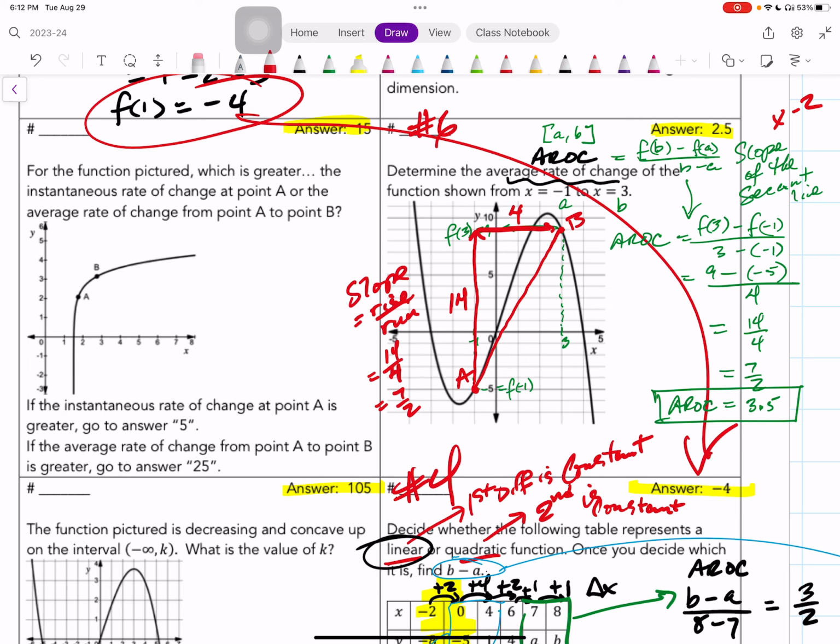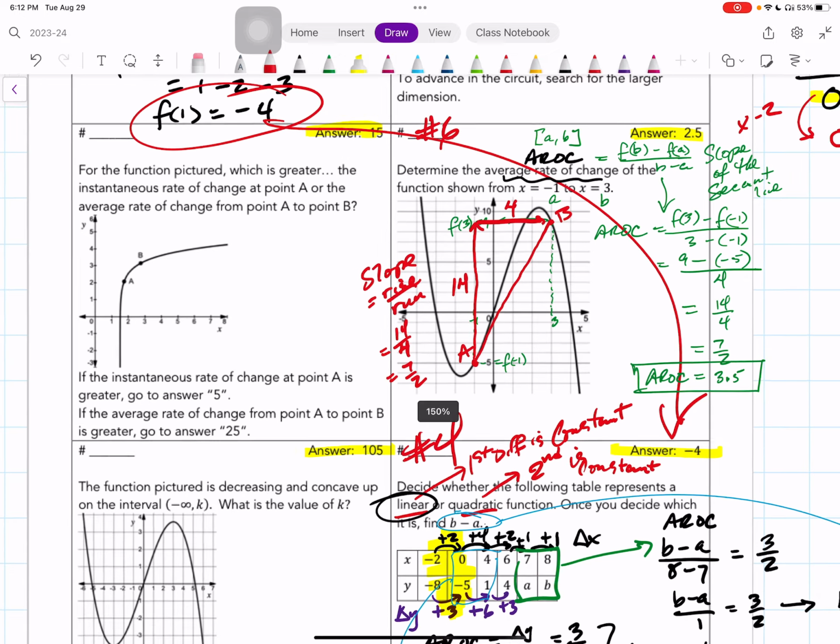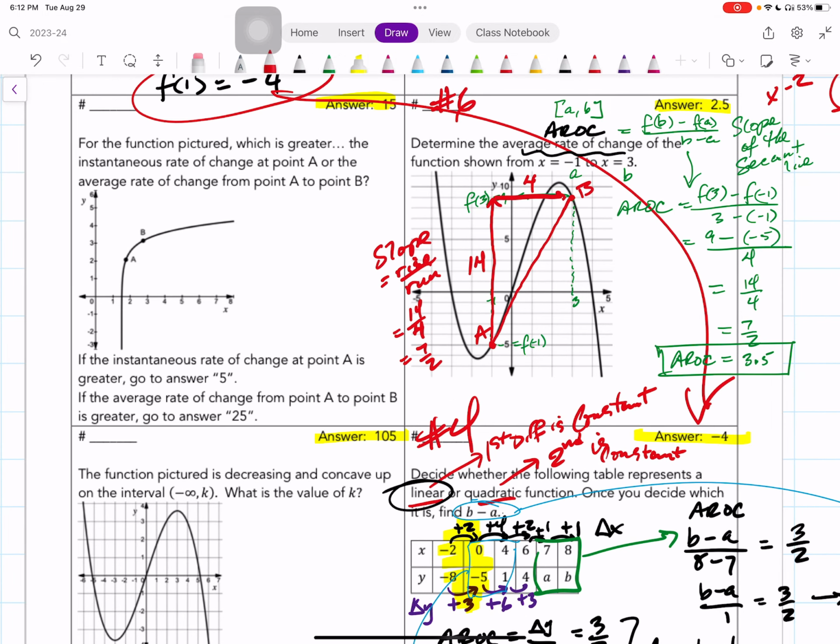So you could do it graphically or algebraically, it doesn't matter. The average rate of change is the slope of the secant line, or the line containing the two points on the curve. You could do it algebraically, like I showed you in green first, or you can simply plot the two points and then use rise over run. I would suggest that you know how to do it both ways, because then you're the complete student. All right, so that's the average rate of change, 3.5.